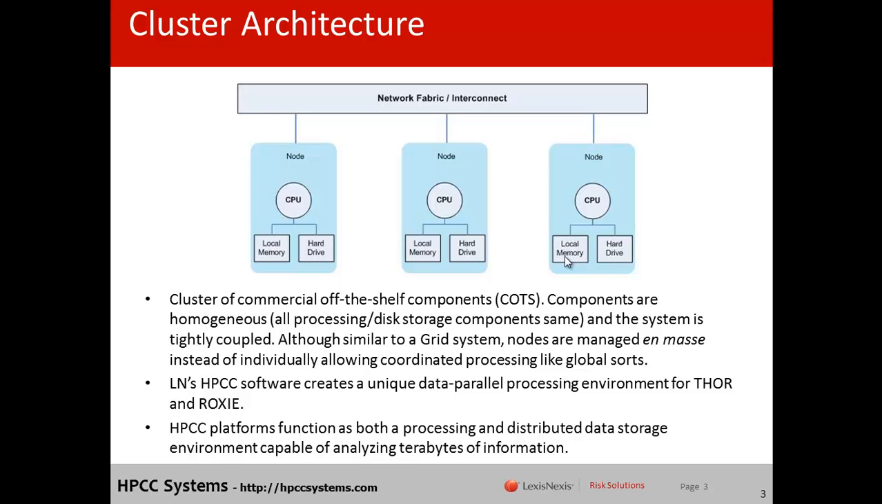If you were to visit the data center in Boca Raton, Alpharetta, or Dayton, they will take you and show you the THOR cluster, show you the ROXIE cluster. The hardware components look exactly the same, and they are the same.